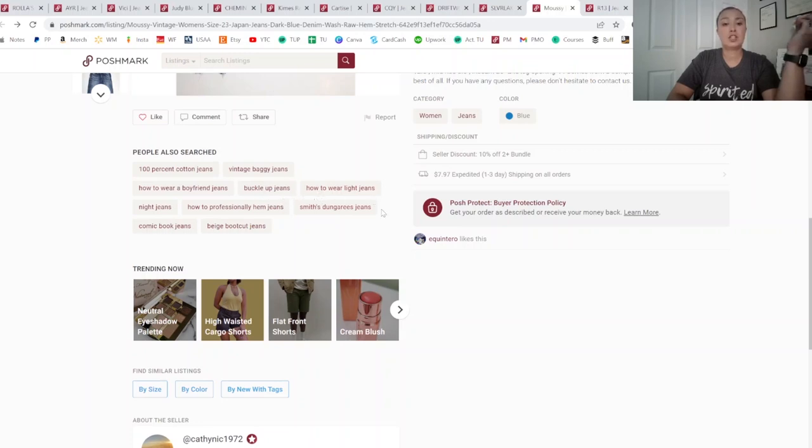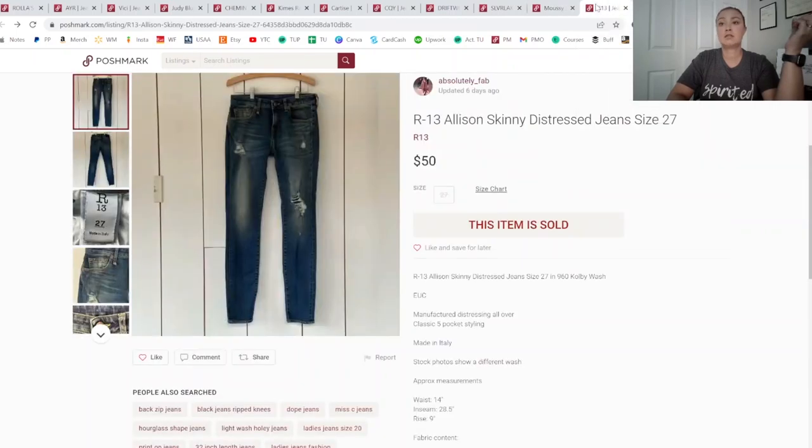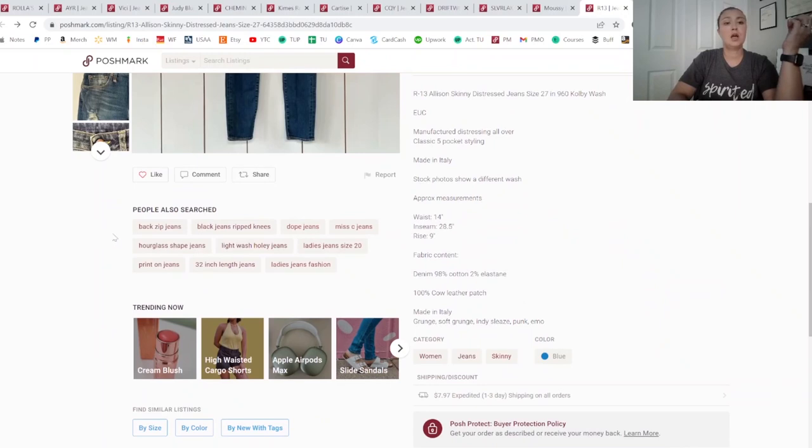How to wear light jeans, Smith's dungarees jeans, how to professionally hem jeans, night jeans, comic book jeans, beige bootcut jeans, back zip jeans. Interesting. Black jeans, ripped knees. Again, with the distressing, the whiskering. Destroyed. I think that was the other word. Dope jeans, Miss C jeans, ladies jeans, size 20, ladies, not women's. Interesting. Light wash, holy jeans. Jeans with holes, people. Distressed, whiskering, destroyed, holy jeans. Are you writing holy in your jeans? If you're not, you may want to.